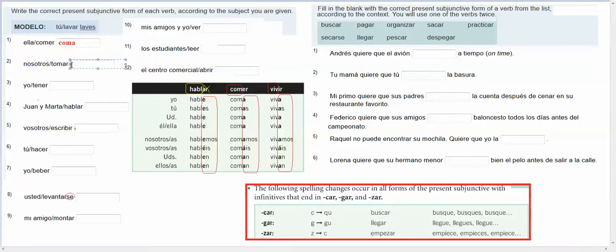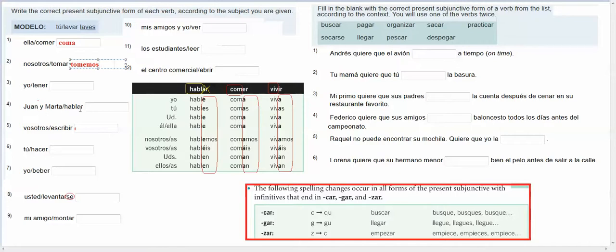Here, nosotros tomar, I'm going to write tom. I'm going to take my AR off, but I know it's an AR verb, so I'm going to go down here to nosotros. I'm only going to go across this far. It's an EMOS, tomemos. I'm going to skip number 3 and come back to it in a minute.